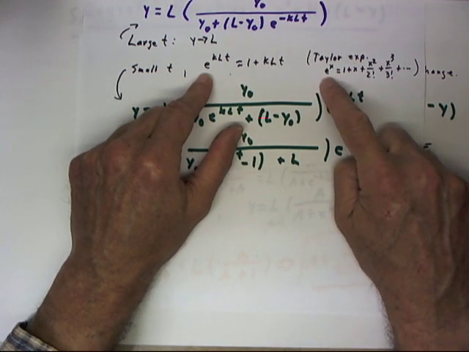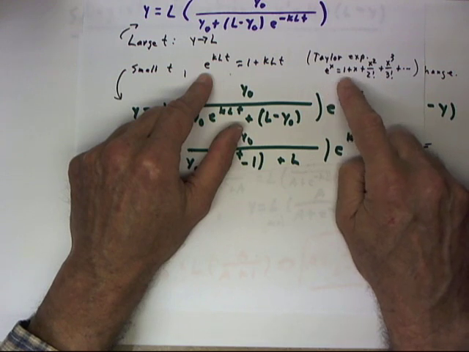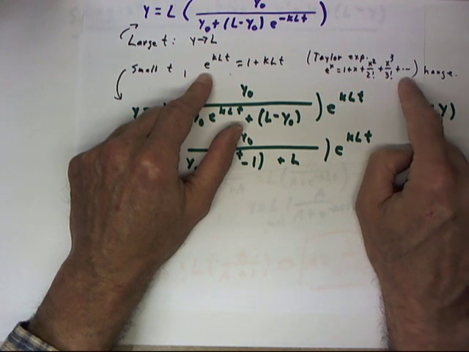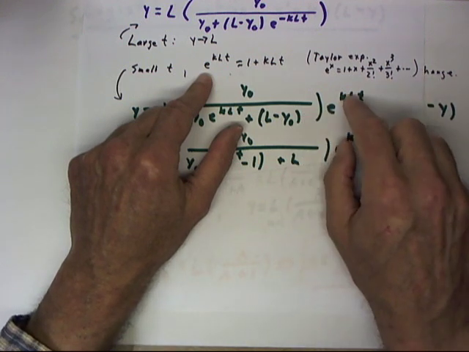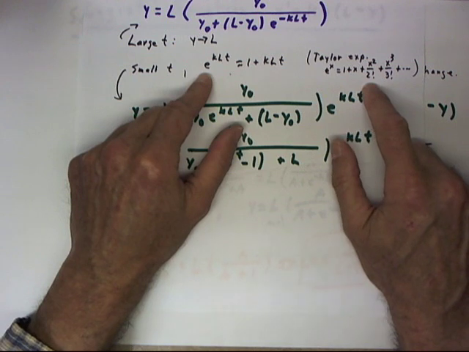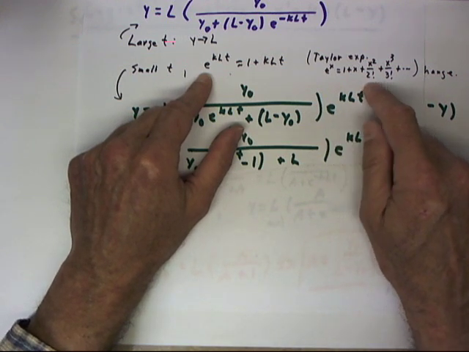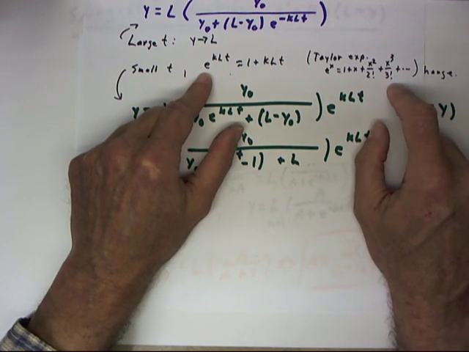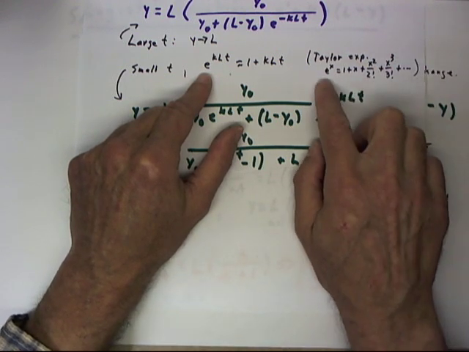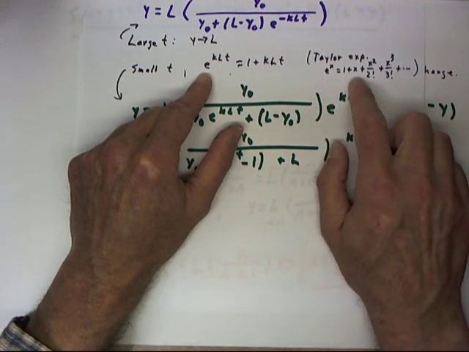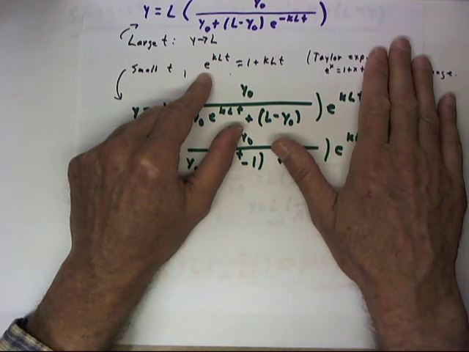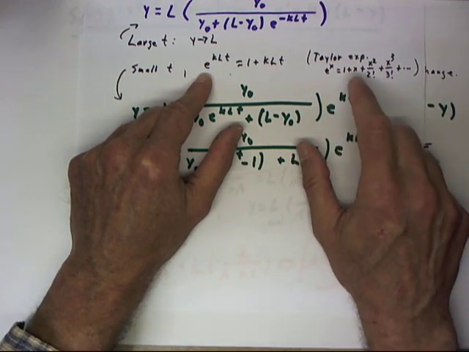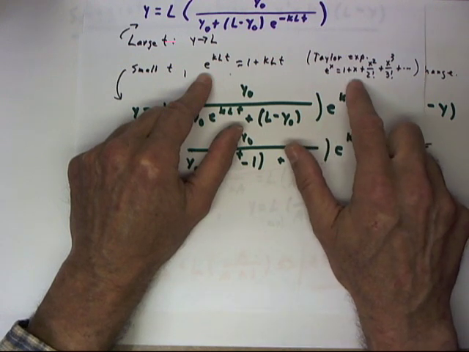The Taylor approximation to e to the x is 1 plus x plus x squared over 2 factorial plus x cubed over 3 factorial, etc. Now, if x is a small number, much less than 1, then x squared is going to be much less than 1, and x cubed is going to be much less than that. So e to the x is going to be very close to just 1 plus x. All these higher order terms are easily shown to become insignificant when x is small enough.